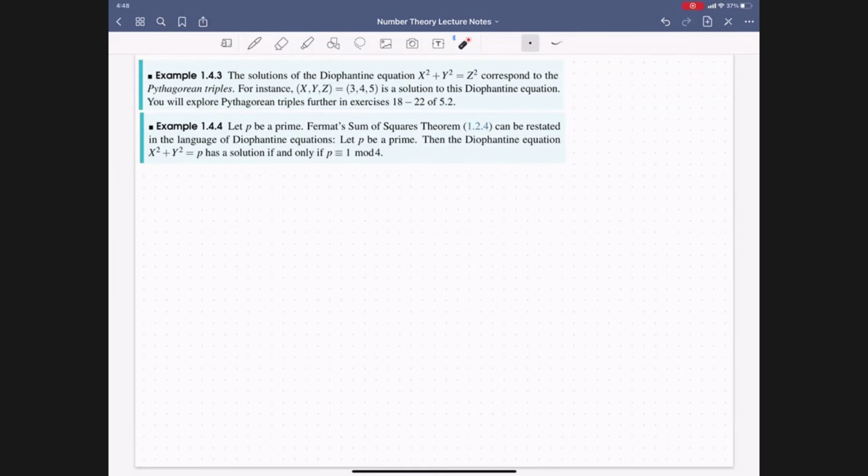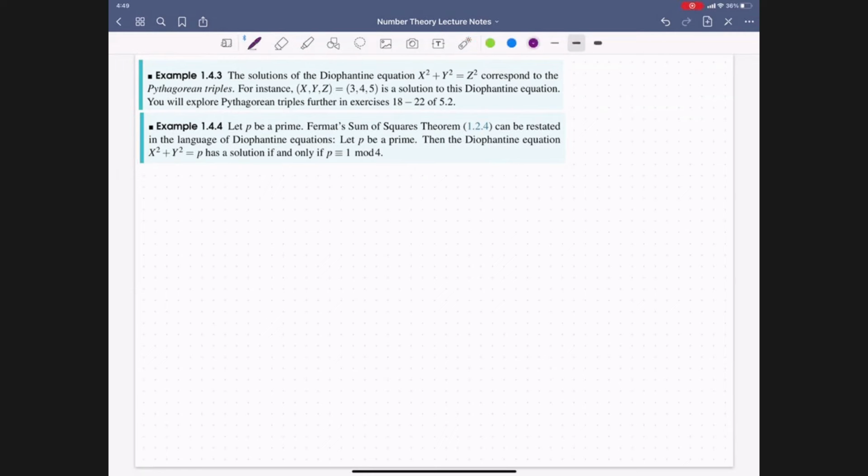Going onwards, if we look at the z squared, and now don't consider it as a z squared, but plugging in a constant. So Fermat's sums of squares theorem can be restated as a Diophantine equation. We can choose the prime to be p, and we can then say that the Diophantine equation x squared plus y squared equals p has a solution if and only if the prime, when we divide it by 4, has remainder 1. Because if we look at x squared plus y squared equals 3, we know that it is not possible to get an integer solution to that. And so in that case, the solution set would be empty.